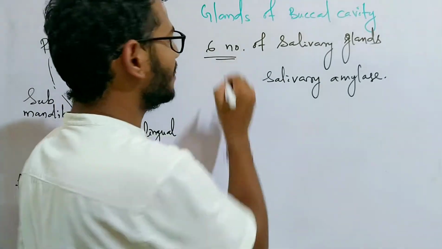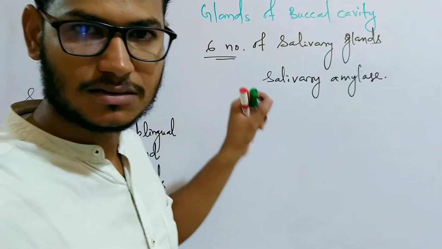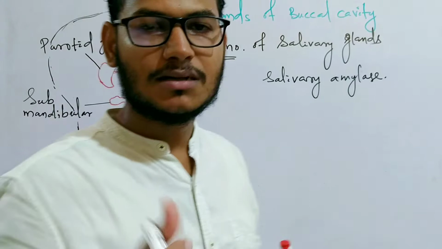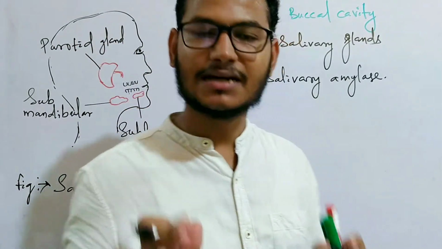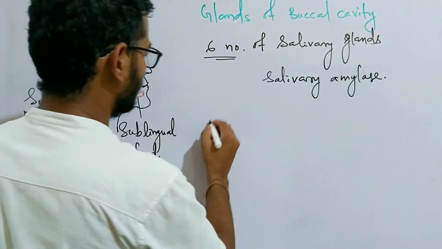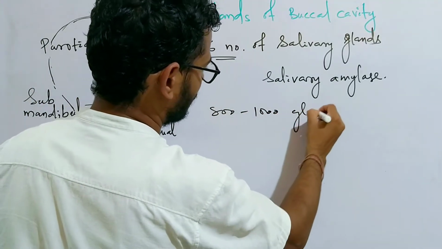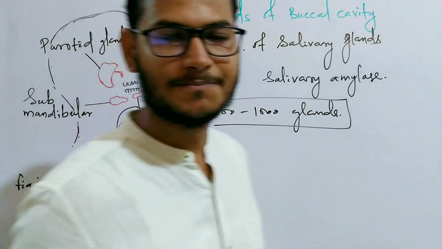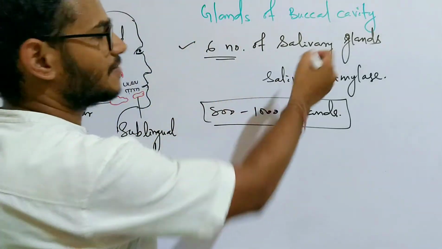So 6 glands are there, but they are of larger size. Actually, if we look closely, remember, around 800 to 1000 small glands are present in the buccal cavity. They secrete mucus and saliva. Okay, so 6 salivary glands.